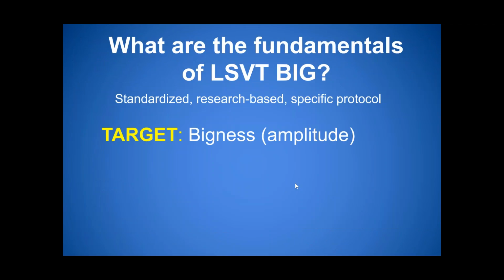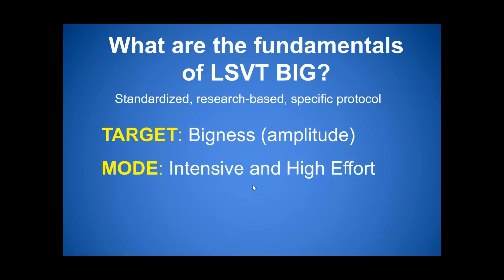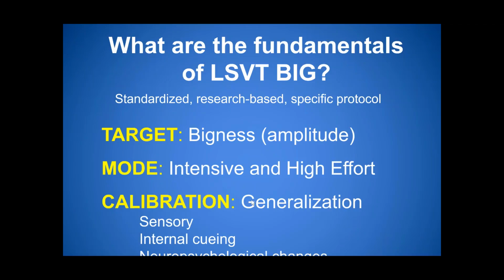So instead of focusing on amplitude of voice, we focus on amplitude of movement. So arm movements, leg movements, you can think of amplitude of posture, not being flexed, but being in a more upright posture, and even amplitude of fine motor movements like finger movements needed for handwriting or buttoning. The mode is also intensive and high effort, and it's delivered 4 times a week for 4 weeks. And our goal is sensory calibration. And so we focus on overcoming these barriers of the perception of what movement is like, the ability for a person to remember to use their bigger movements in everyday life, and also we address these barriers of neuropsychological changes that can occur as well.